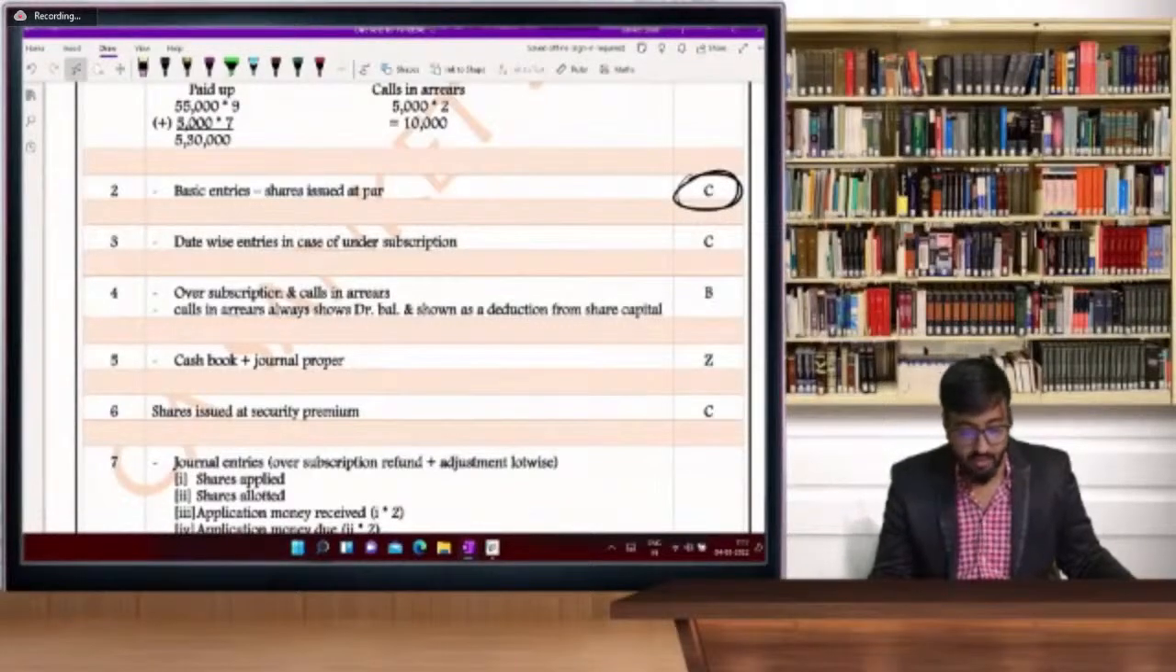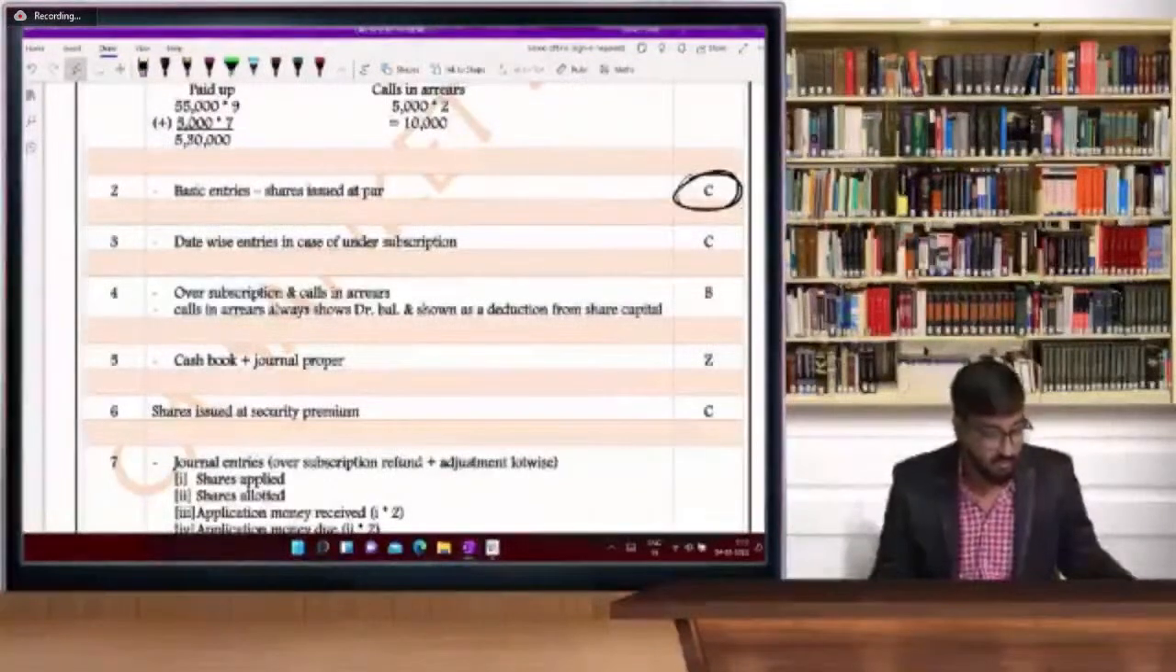That is a B category question. So you can take a screenshot of this. C category, I'm not going to take it. So C category question, over subscription and calls in arrears.